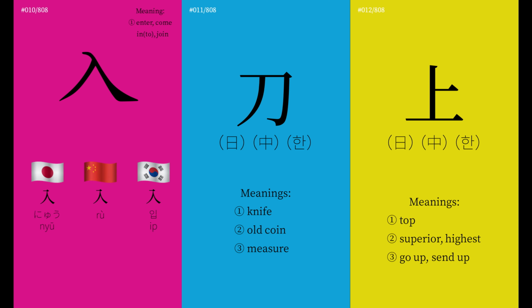It is pronounced ru in modern Chinese, nyu in Japanese, and ip in Korean. Interestingly, these different pronunciations all descend from the Middle Chinese liep. The trick is to realize that the initial consonant l can develop into n, r, or simply disappear. We get the modern Chinese ru.